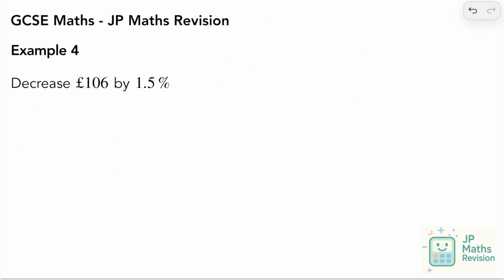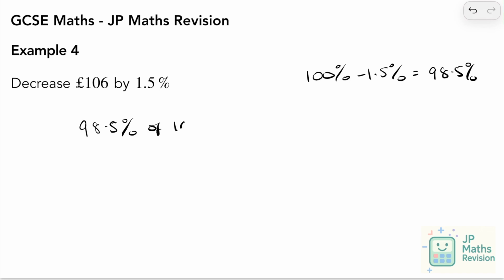In this example, we're decreasing 106 by 1.5%. So again, I start off with 100% and I'm getting rid of 1.5%. So if I work that out, 100 take away 1.5 is 98.5%. So what I'm doing is I'm working out 98.5% of 106.